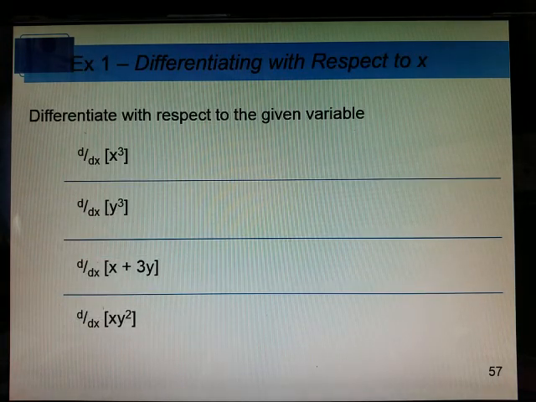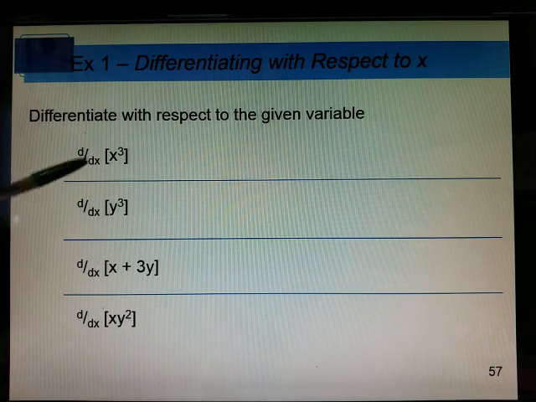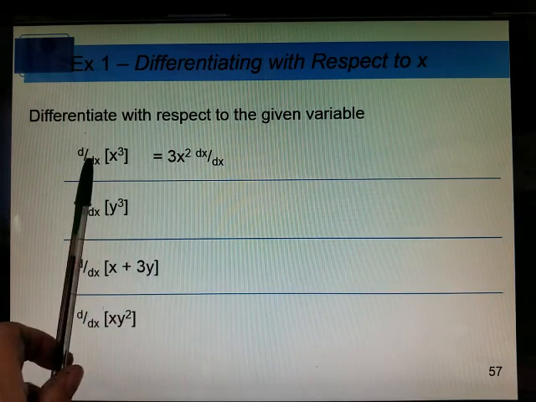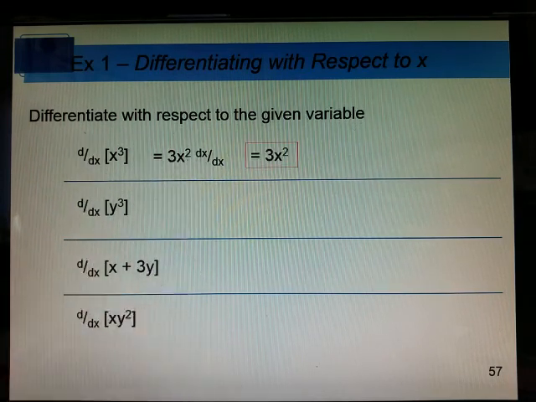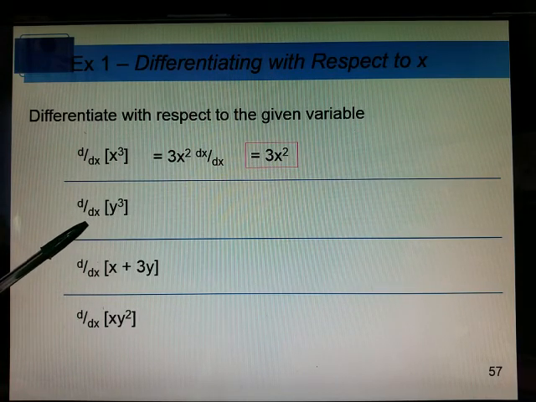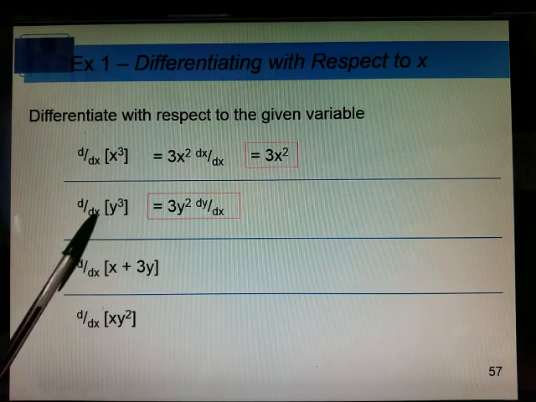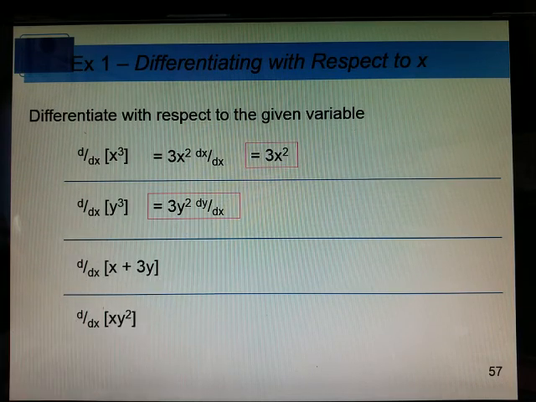So differentiate with respect to the given variable. These were all with respect to x. This derivative would be 3x squared dx. I took the derivative of this variable x with respect to x, so that answer is just 3x squared. All right, I want the derivative with respect to x, but my equation is y to the third. So my answer would be 3y squared, but I took the derivative of the letter y with respect to x, so dy dx has to stay in my answer this time.